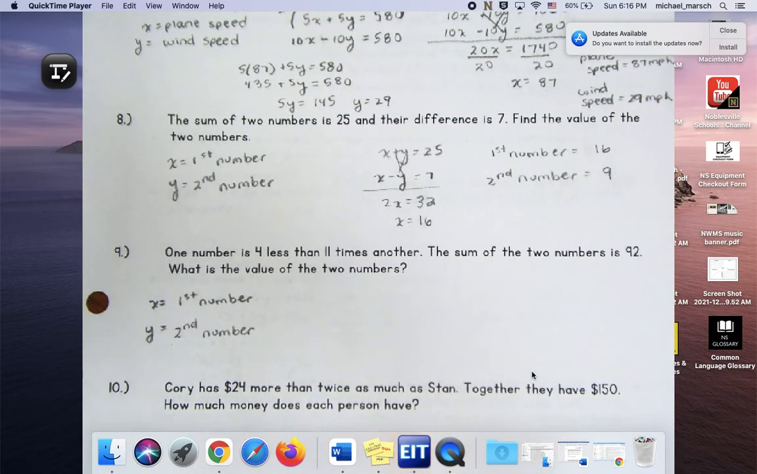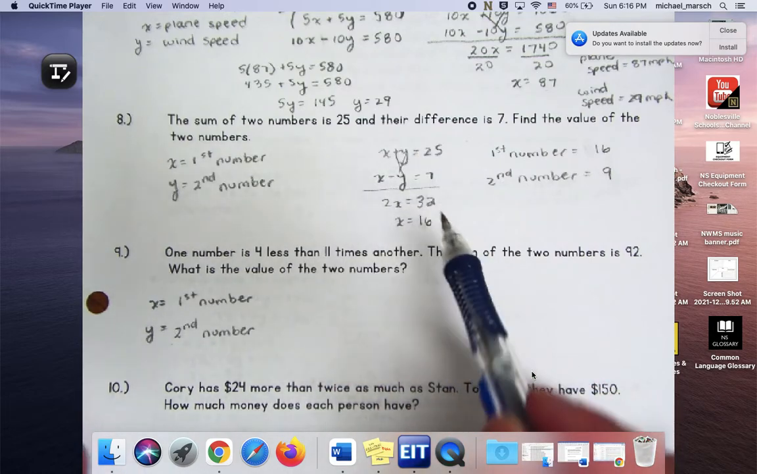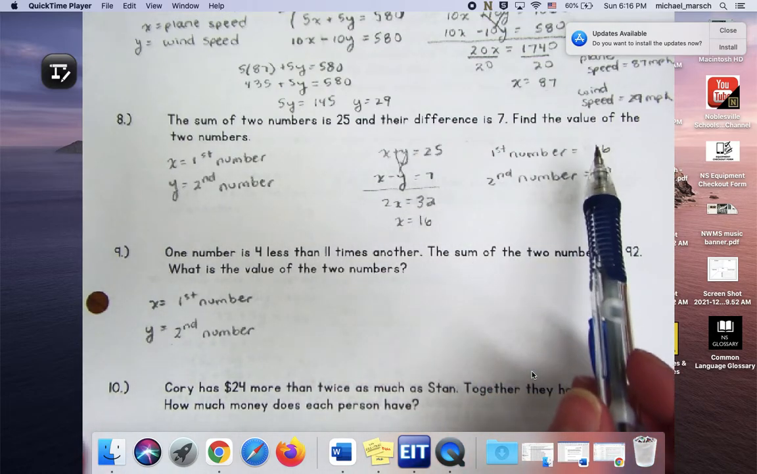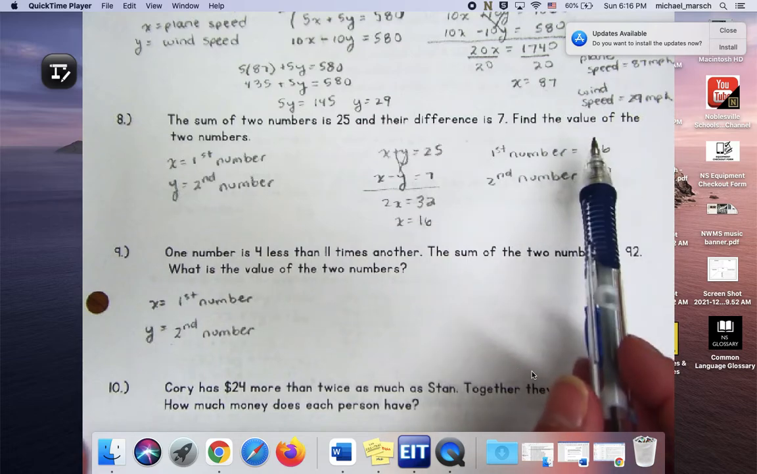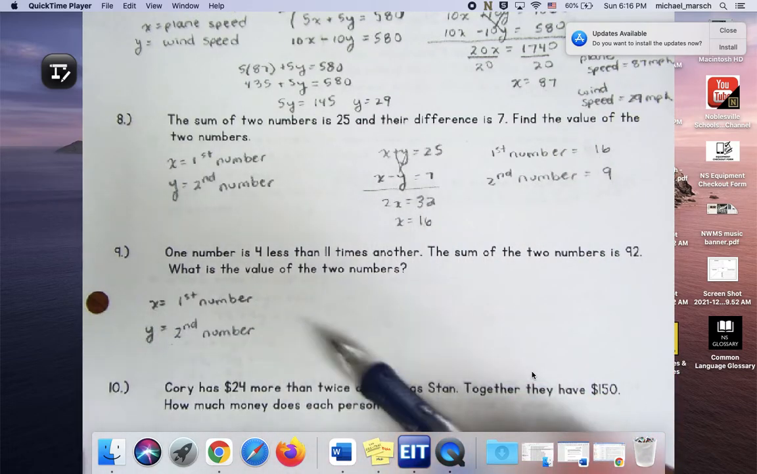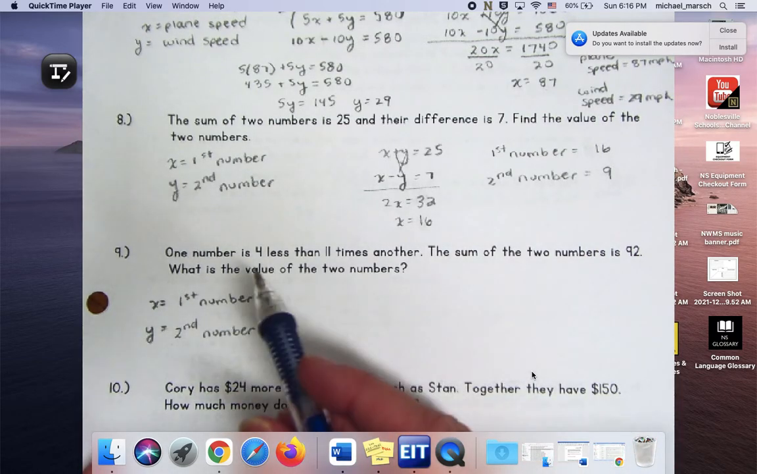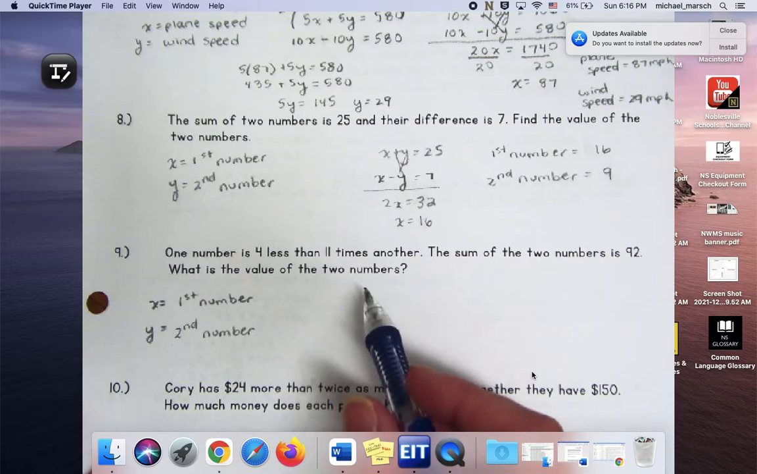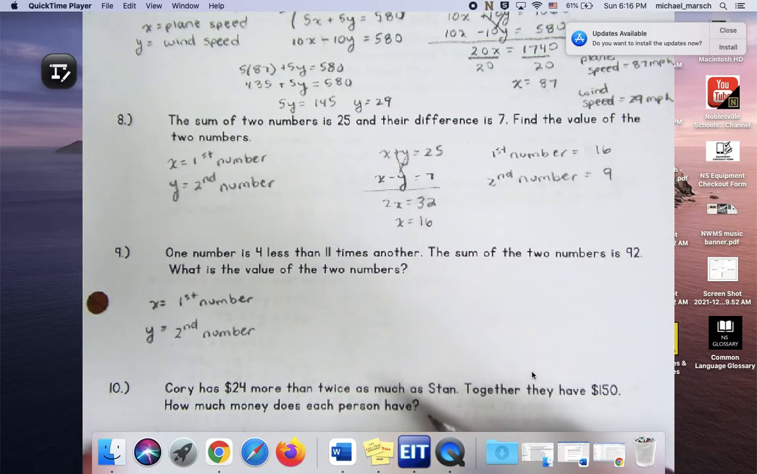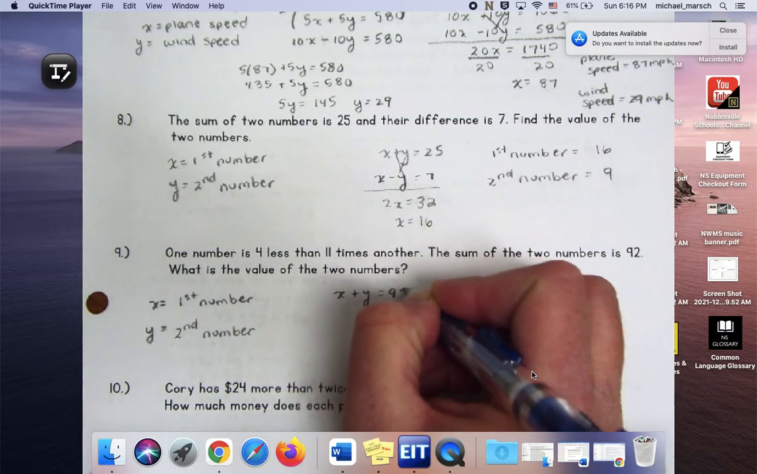You're going to lose track of what you decided, and see how I saved myself up here. I knew something was wrong because the first number had to be the bigger of the two. So I went back and I found my mistake. So make sure you're labeling and identifying a variable with whatever you're trying to solve. Okay, one number is 4 less than 11 times the other. Okay, easy peasy. And when you add them, you get 92. I'll do that first. X plus y equals 92. Cool.